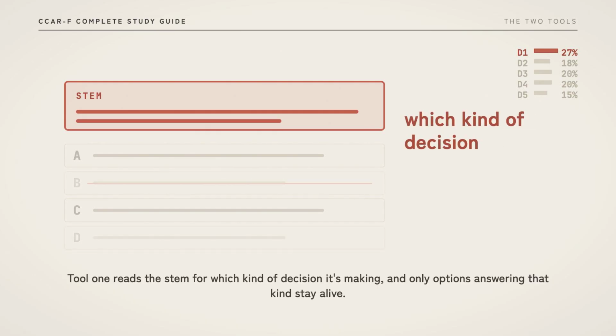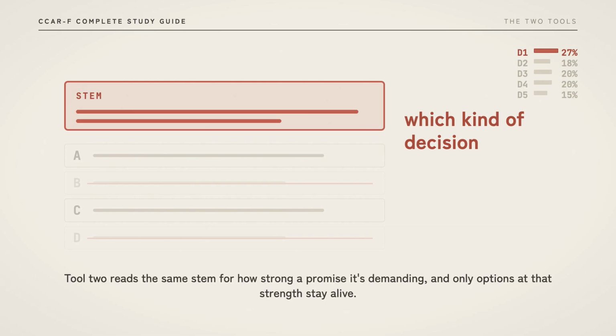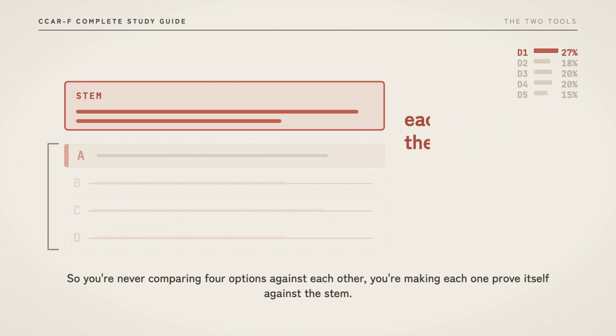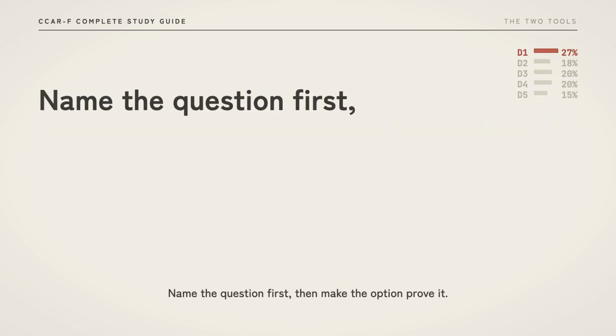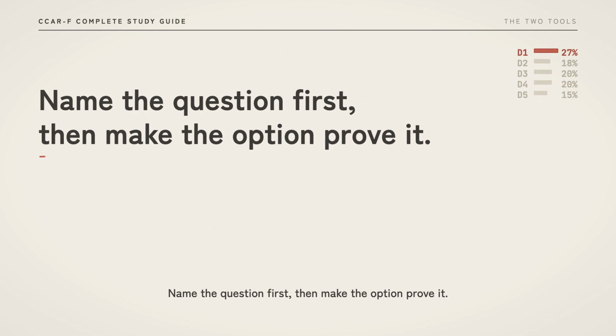Tool 1 reads the stem for which kind of decision it's making, and only options answering that kind stay alive. Tool 2 reads the same stem for how strong a promise it's demanding, and only options at that strength stay alive. So you are never comparing 4 options against each other, you are making each one prove itself against the stem. Name the question first, then make the option prove it.